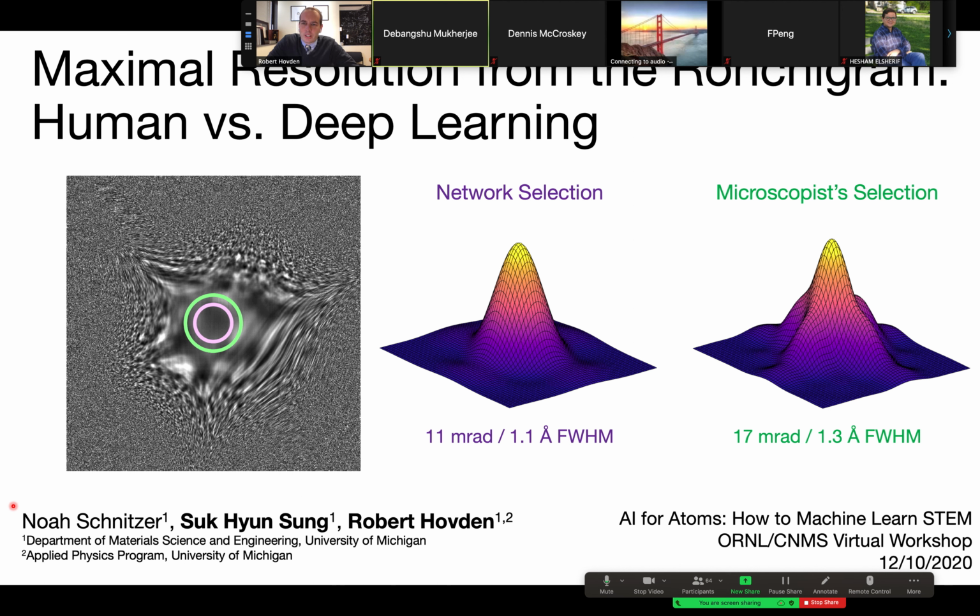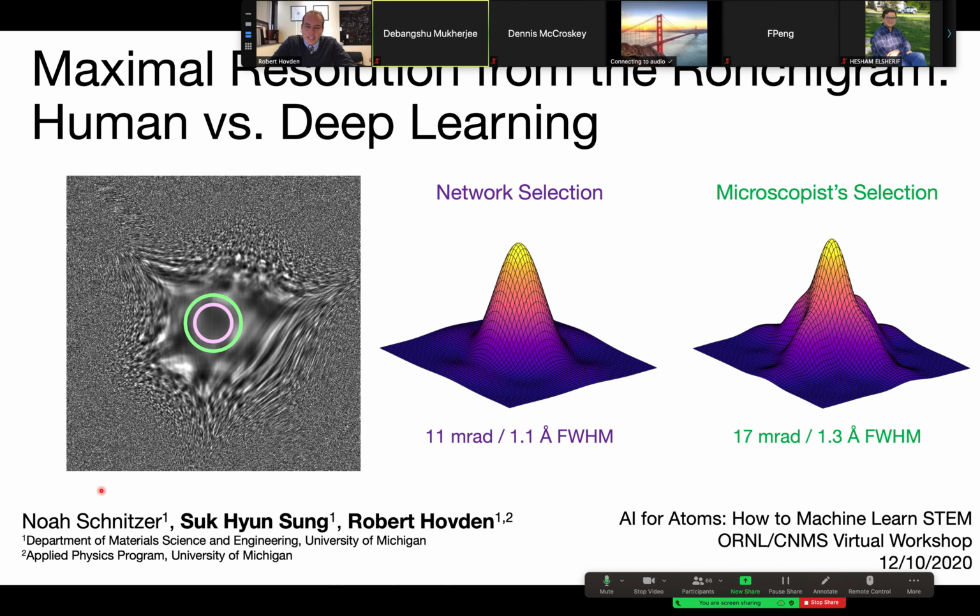So the title of today's talk is Maximal Resolution from the Ronchigram, Human versus Deep Learning. And what I'm going to show is how we can achieve superior assessment of scanning transmission electron microscope convergence angle determination to give superior resolution in imaging conditions using deep learning and using Ronchigrams and new heuristics for assessing Ronchigrams.